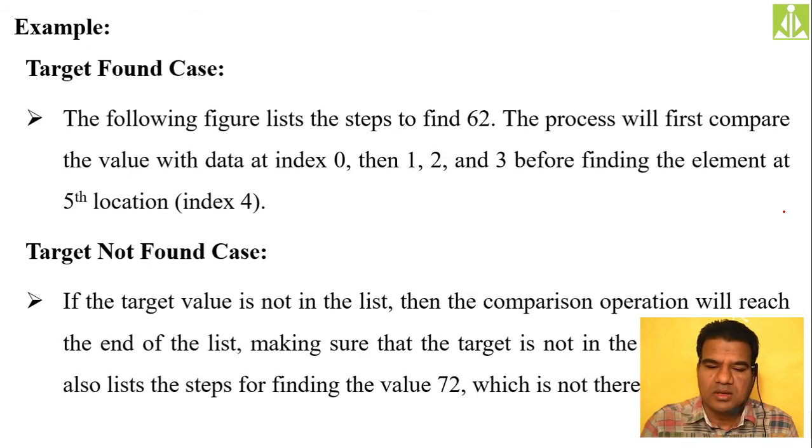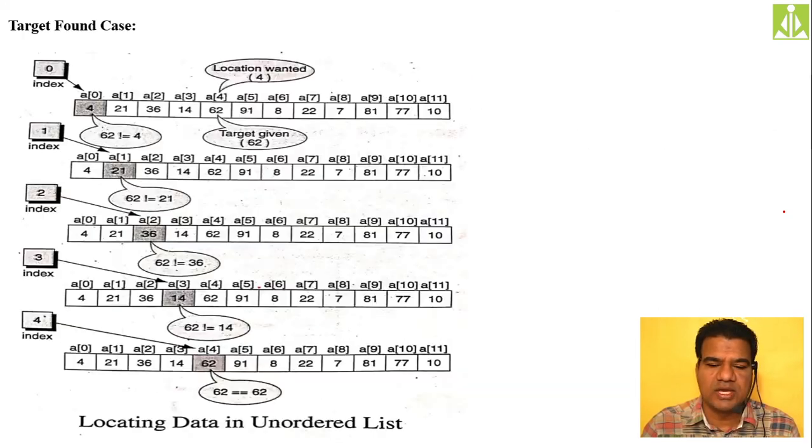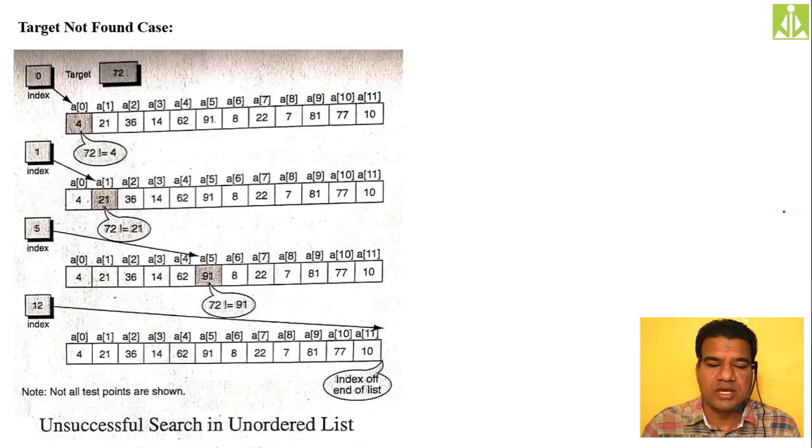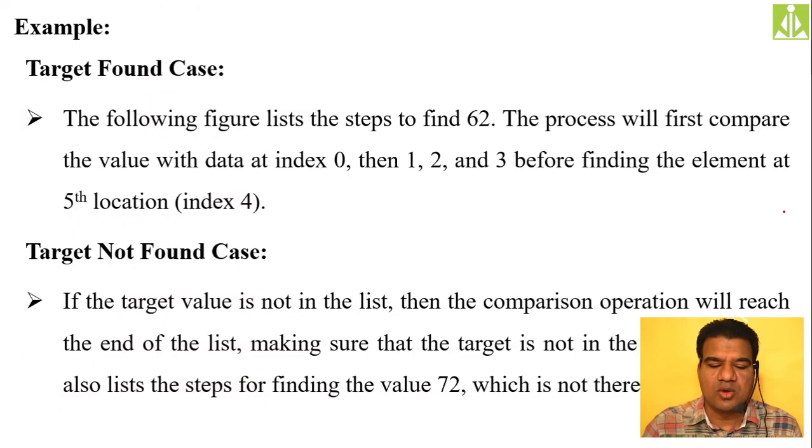Okay, so for example, the first case, the target found case, we already discussed. Then the target not found case, that also we already discussed. For the target found case, here we have the images. Target found case, the image is this one. Target not found case, the image is this one. Okay, first we go with the target found case. The following figure lists the steps to find 62. So over here our target is 62. They have given the target. They are saying find this target 62 in the given list.